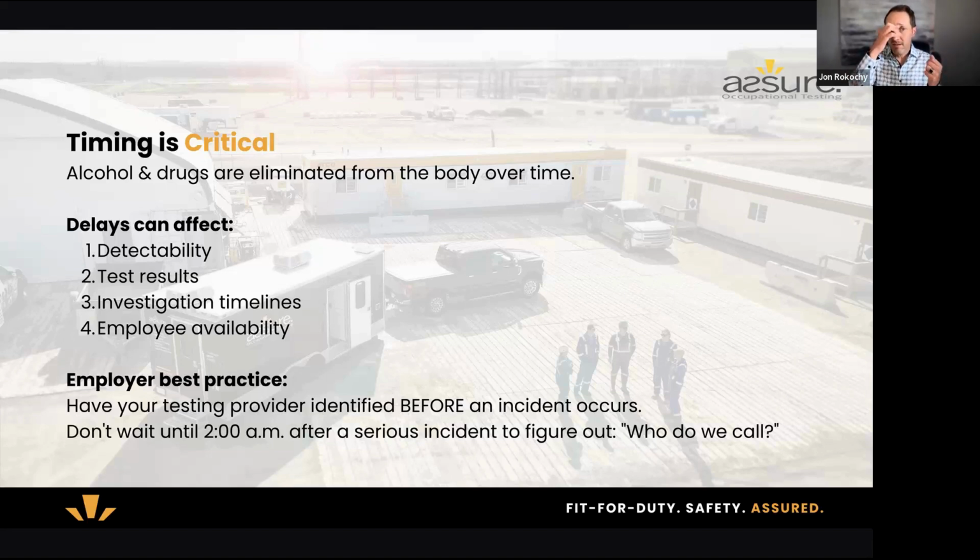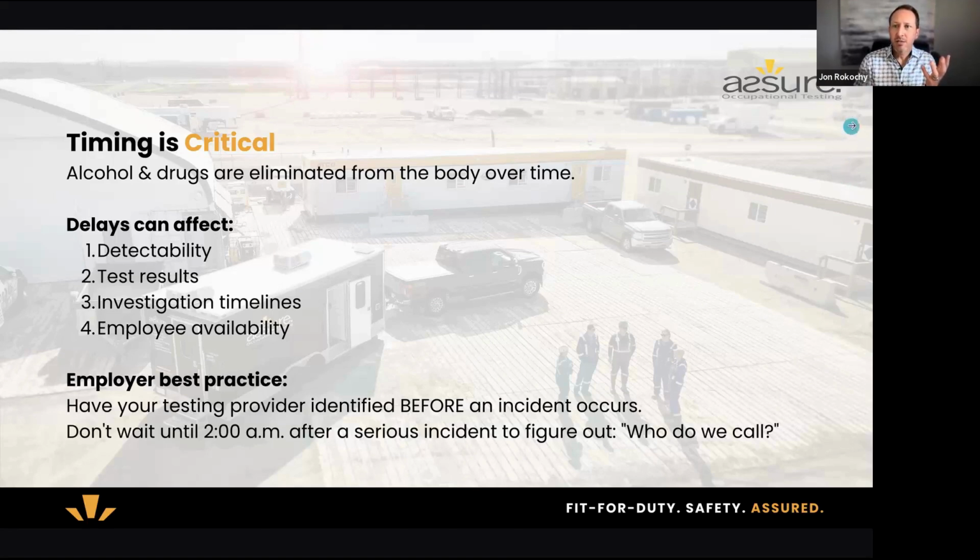So delays can affect detectability of drugs because, again, they're eliminated quickly. Delays can affect the test results, timelines, and employee availability. The longer you leave it, did the employee go home? All right, we need to get them a test. Somebody took them home. Okay, now we've got to get them back. So the sooner you do it, the easier it is.